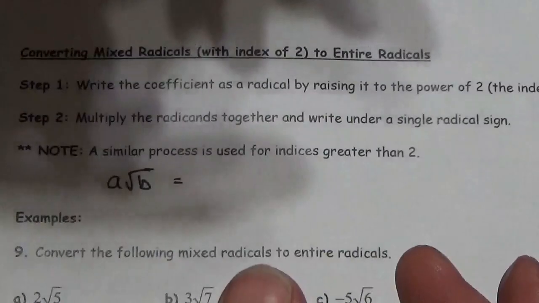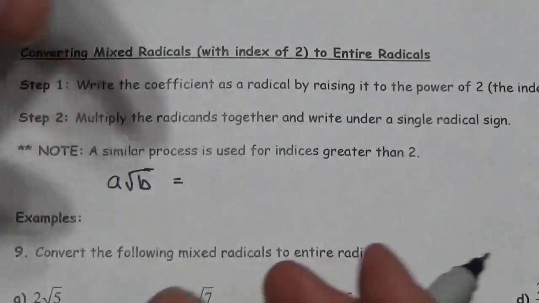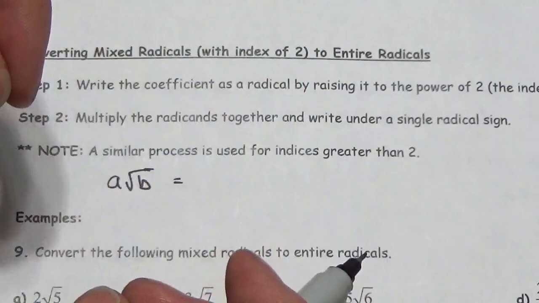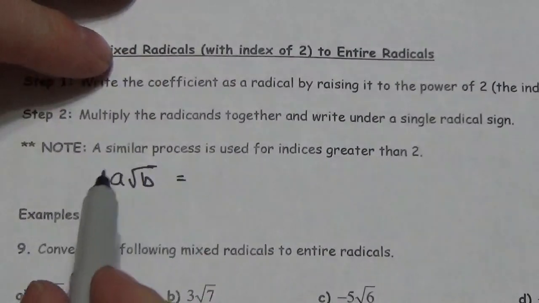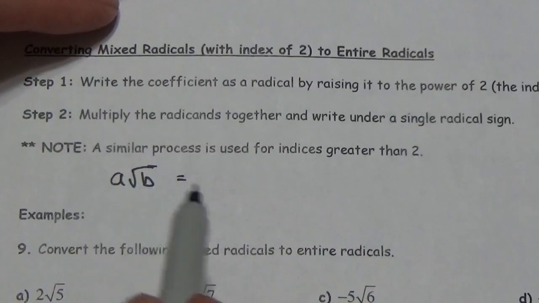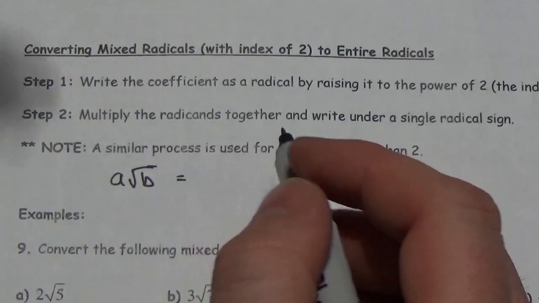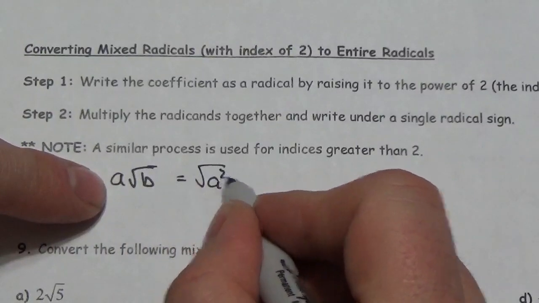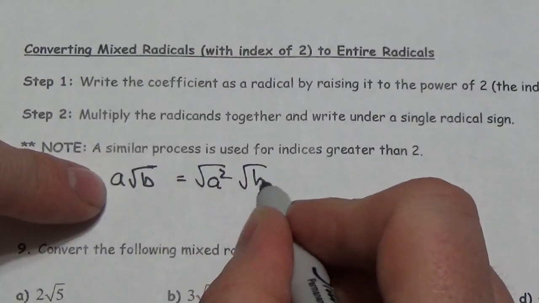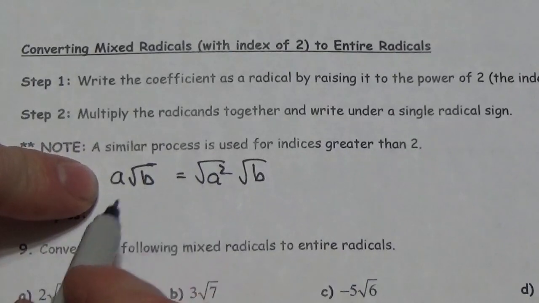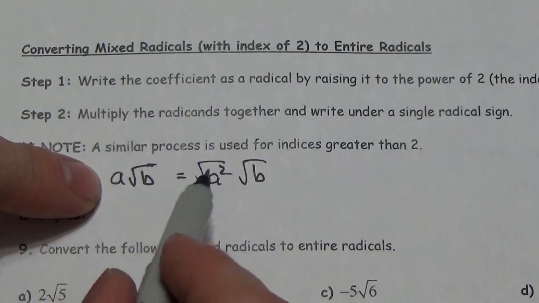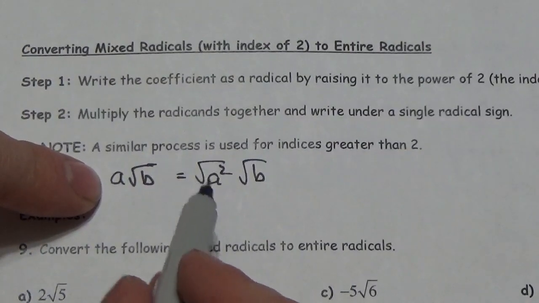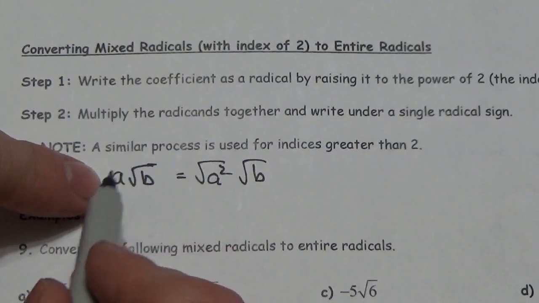Thus far, to get something into a mixed radical form, we found something that's a perfect square and took its root. So I'm going to assume that a is the square root of a number. And in fact, that's easy to do. That's going to be the square root of a squared multiplied by the square root of b. Now notice, I haven't done anything. What's the square root of a squared? A. Because these two basically cancel each other out to get that.